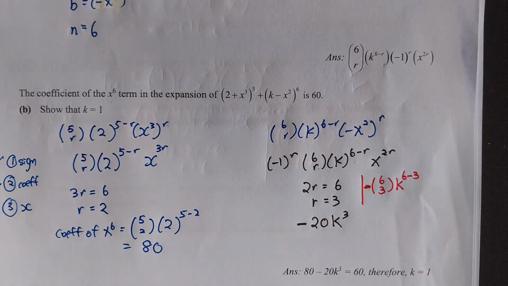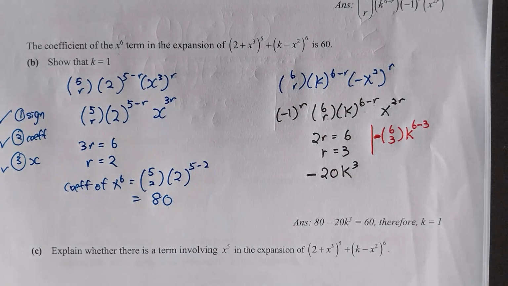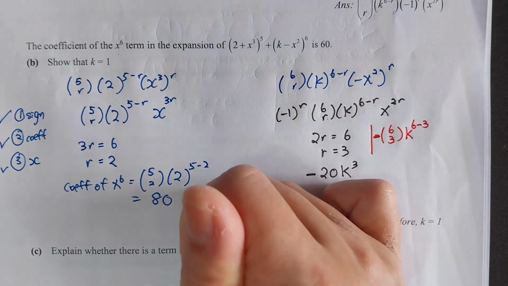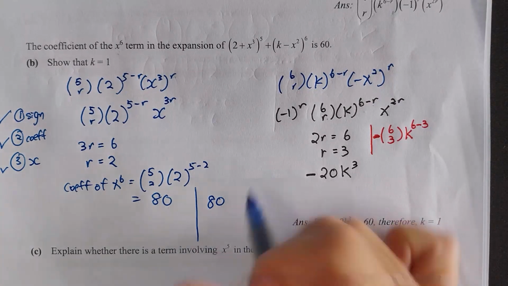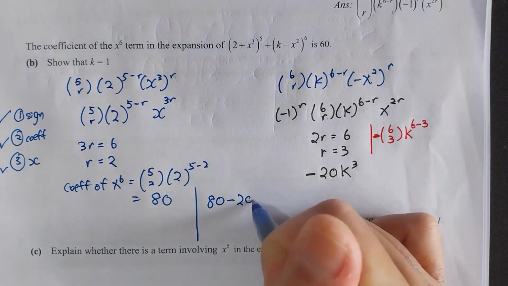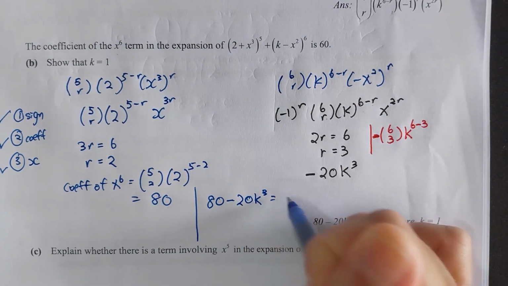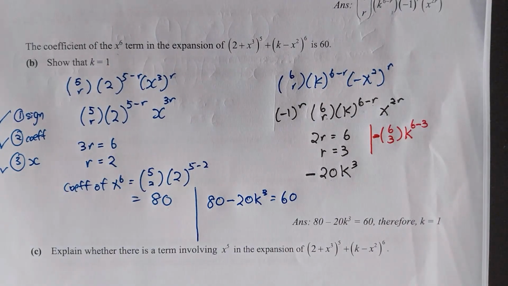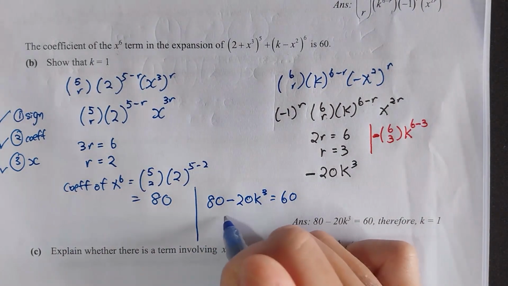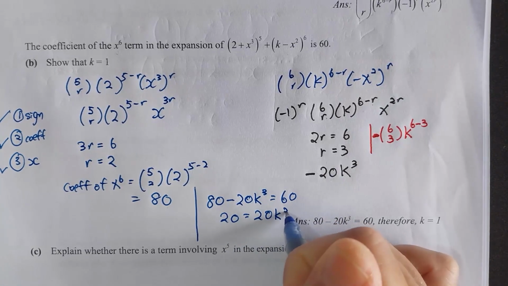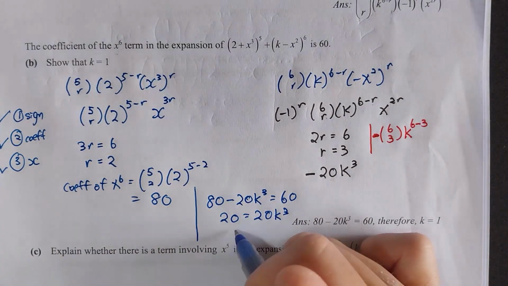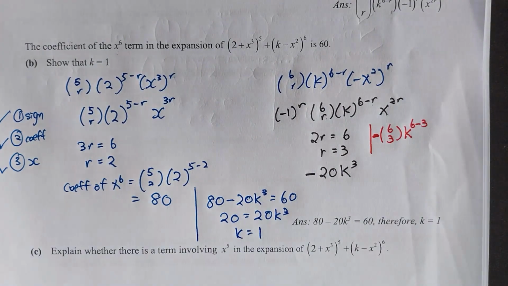So it is stated in the question that if we add these two up, it is equals to 60. So let's add these two up. We will have 80 plus this equals to 60. So let's shift it around. 20 will be equals to 20k cubed. And it's very obvious that k is equals to 1.